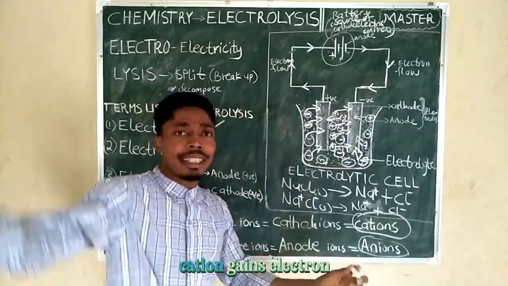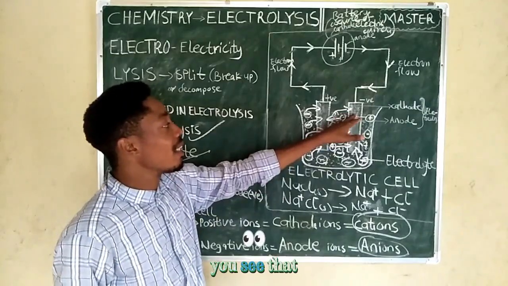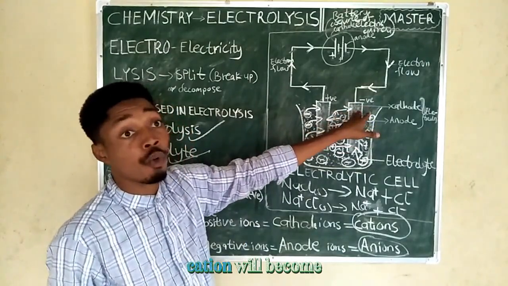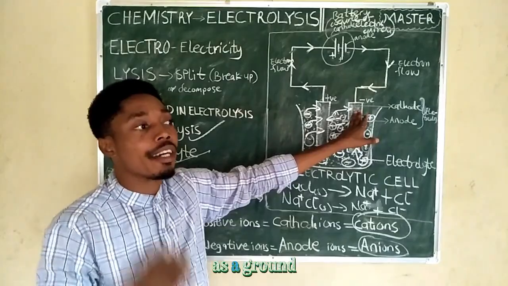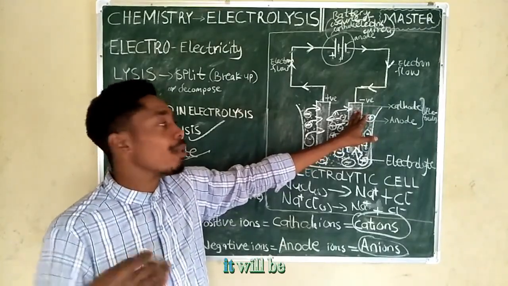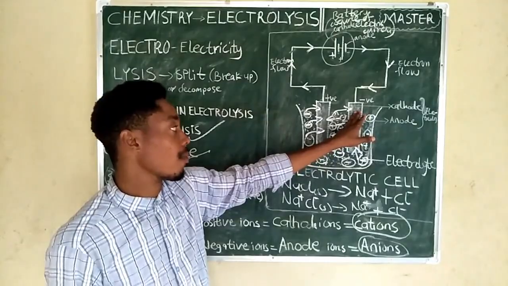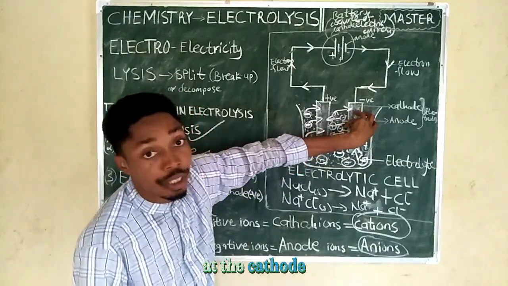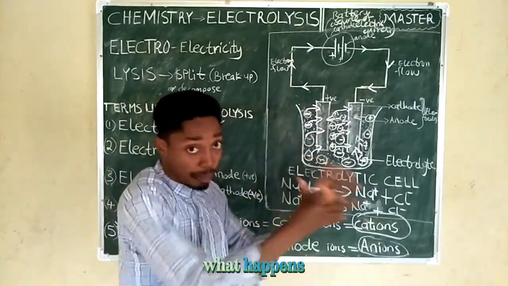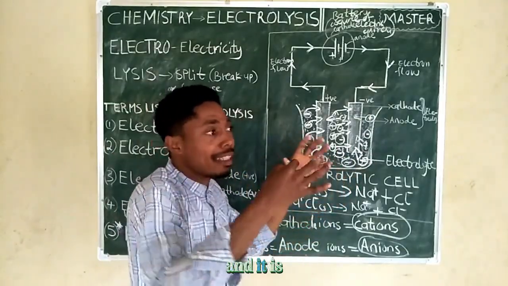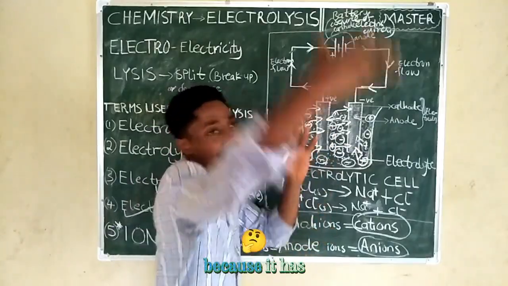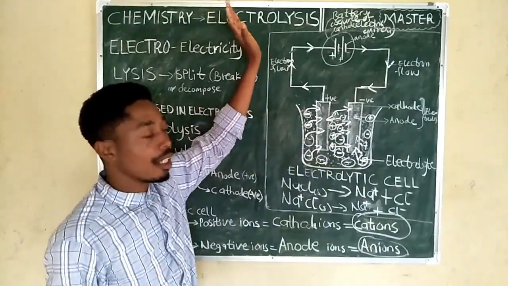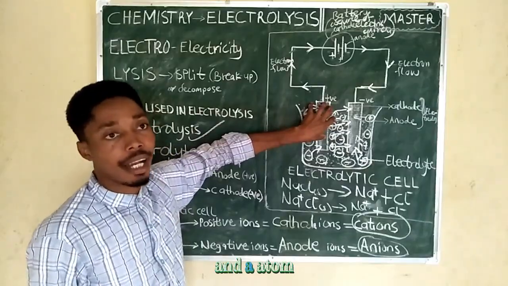And when the cation gains electron, you will see that the number of electrons and protons will be the same. That means the cation will become discharged as a ground state atom. When it discharges as a ground state atom, or is deposited at the cathode, that's what happens. It gets attracted to the cathode and it is deposited as a ground state atom because it has gained electron. And the anion at the anode loses electron and becomes a ground state atom.